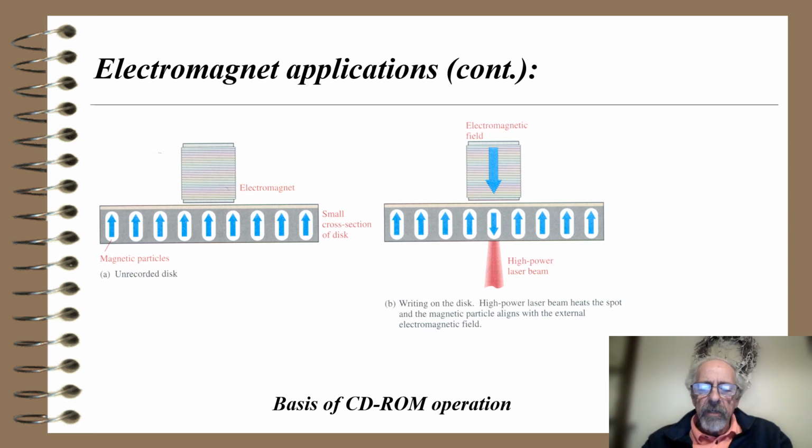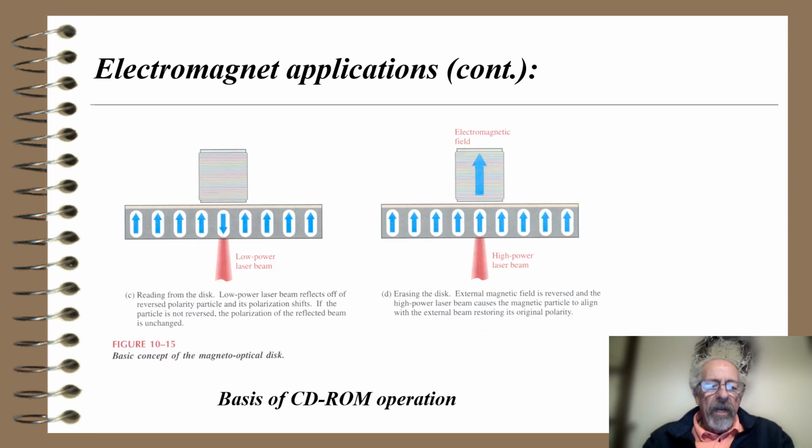Writing on the disk is in B. A high-power laser beam heats the spot, and the magnetic particles align with the external electromagnetic field from the electromagnet above the CD-ROM surface. Reading from the disk, a low-power laser beam reflects off of the reversed polarity particle, and its polarization shifts. If the particle is not reversed, the polarization of the reflected beam is unchanged. So again, a low-power laser beam there.